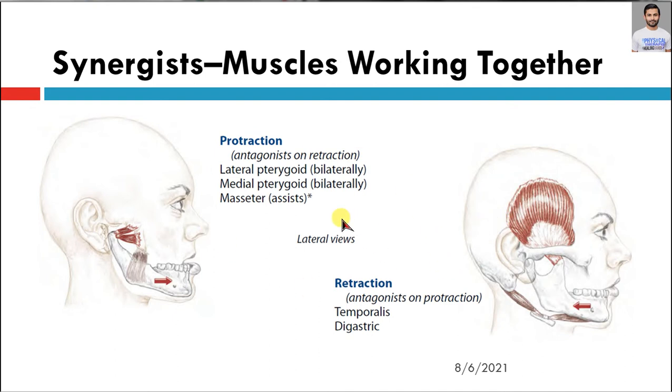These are two movements called the protraction and the retraction. The protraction is the movement of the mandible towards the anterior side, and the retraction is pulling the mandible towards the posterior side. So protractors are the lateral and medial pterygoids, and the masseter as well, but the retraction is done by the temporalis and the digastric muscle only.